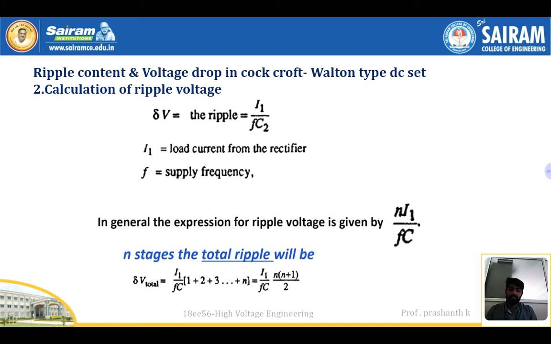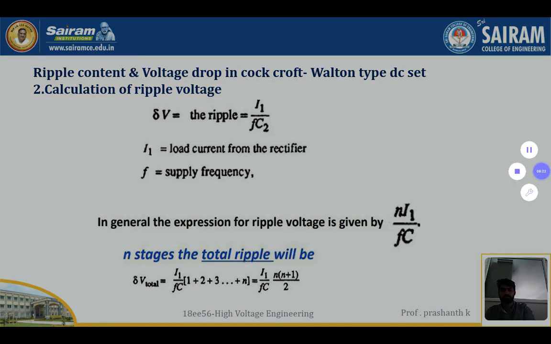So n is the number of stages, and the total ripple will be delta V total is I1 by fC times (1 plus 2 plus 3, and so on up to n), which is I1 by fC times n into n plus 1 by 2. n into n plus 1 by 2 is the sum of all the numbers, so 1 plus 2 plus 3 and so on up to n is n into n plus 1 by 2. I1 by fC is common.